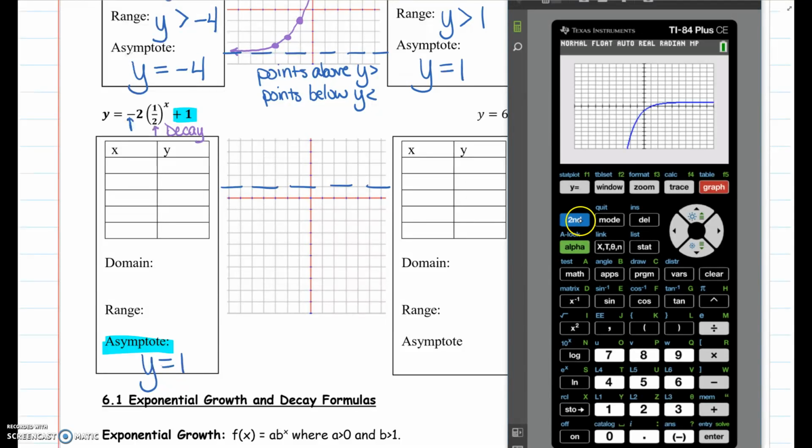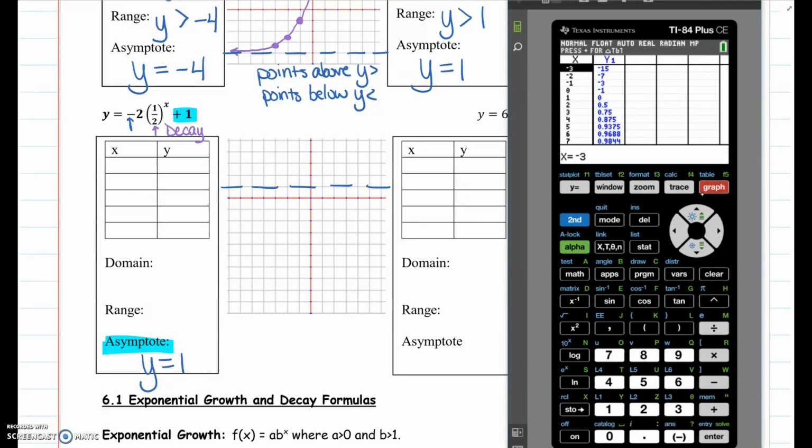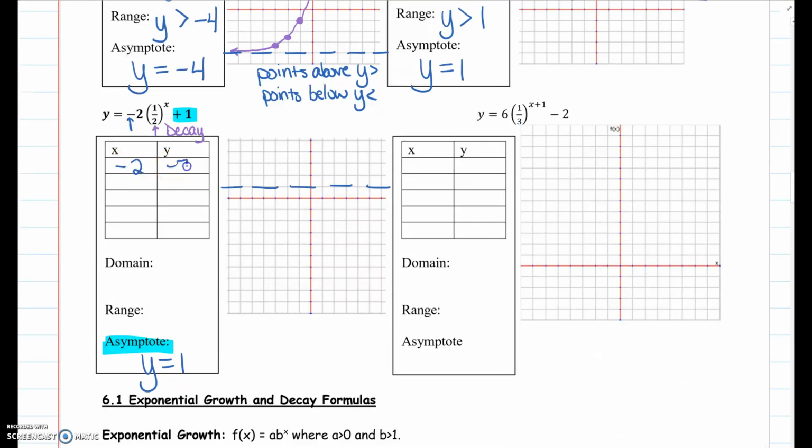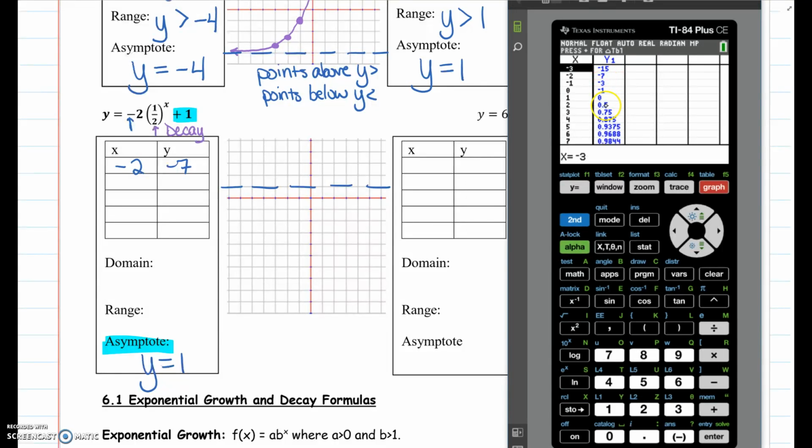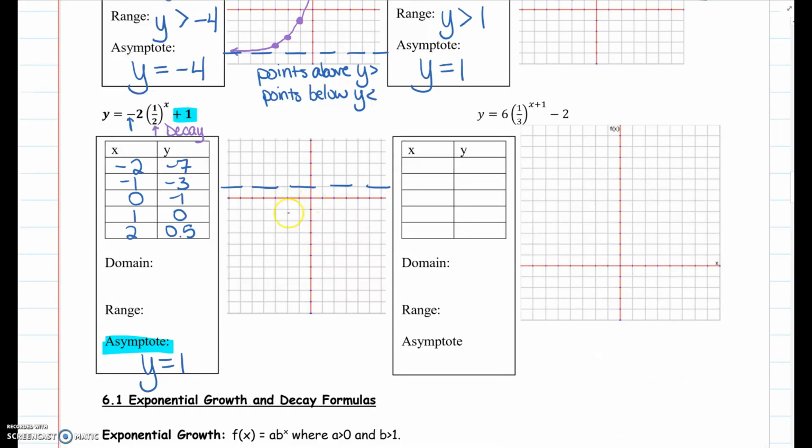Let's find some points to put on the graph. You get to choose what points you want to use. I think I'm going to choose starting at -2, -7. And I will use all of those points down to 2.5. -2, 1, 2, 3, 4, 5, 6, 7.